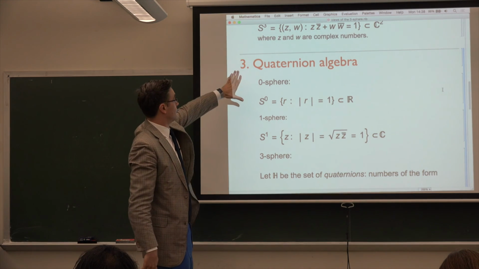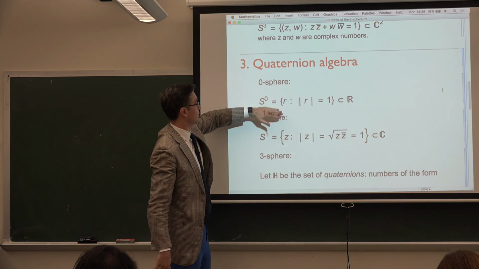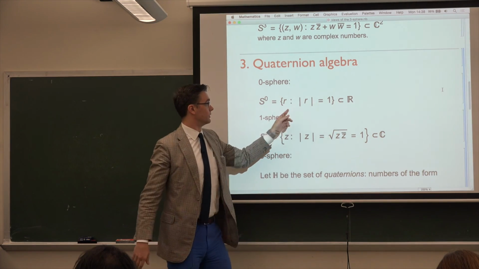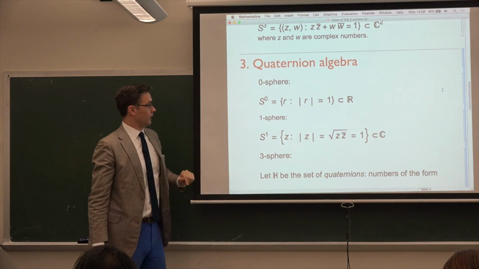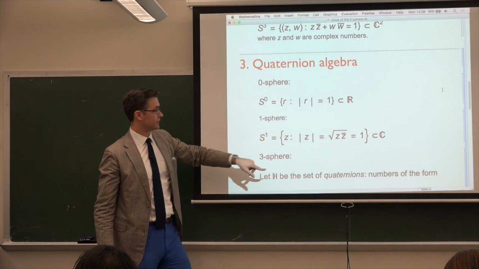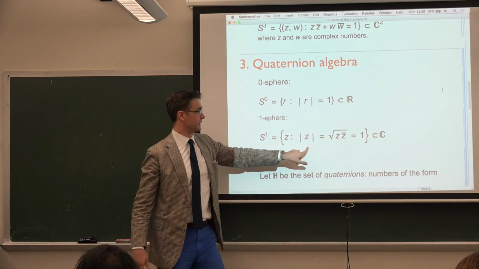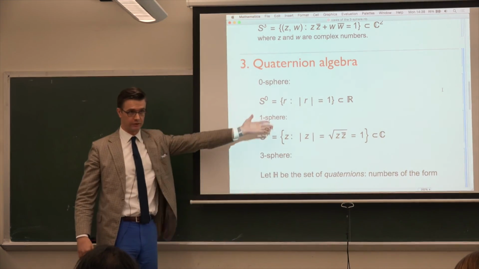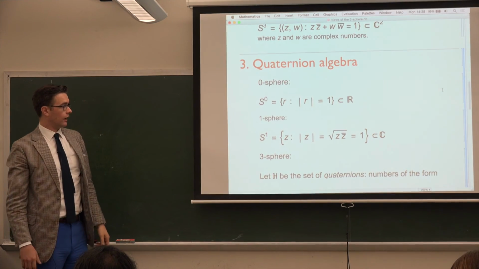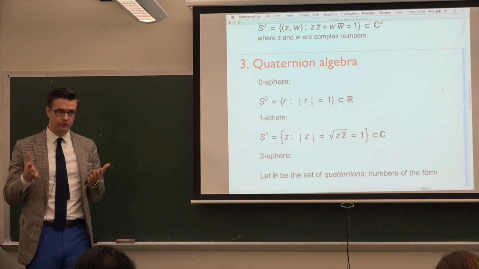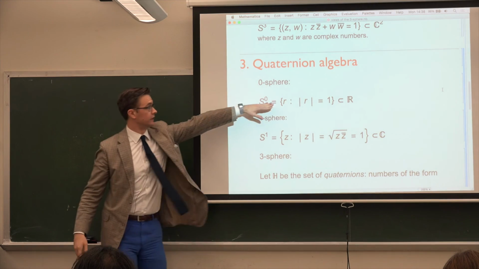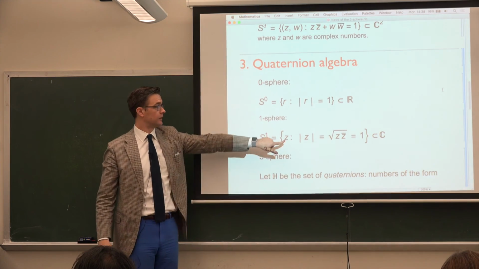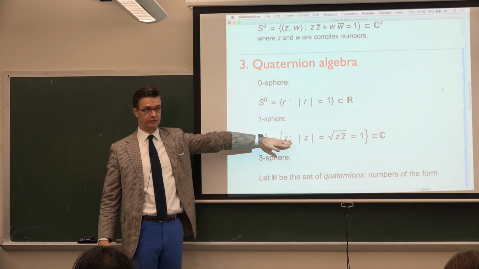So first off, the zero-sphere is the set of real numbers whose modulus, or absolute value, is equal to 1. The unit circle is the set of complex numbers whose modulus is equal to 1, as we just said a minute ago. Now it turns out that there's no good number system on three-dimensional space. The reals are a one-dimensional number system. The complex numbers are a two-dimensional number system.